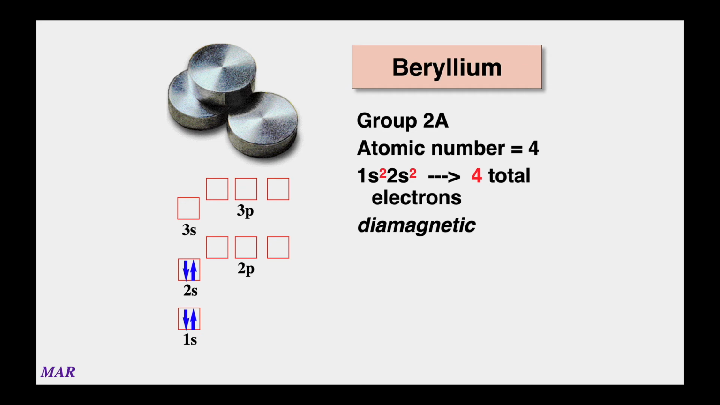Notice here how each up has a down, or each down has an up. Beryllium is a diamagnetic metal. It is not attracted to magnetic fields. So lithium does have a paramagnetic effect. Beryllium, on the other hand, does not. The s's are filled, each up has a down, no attraction.